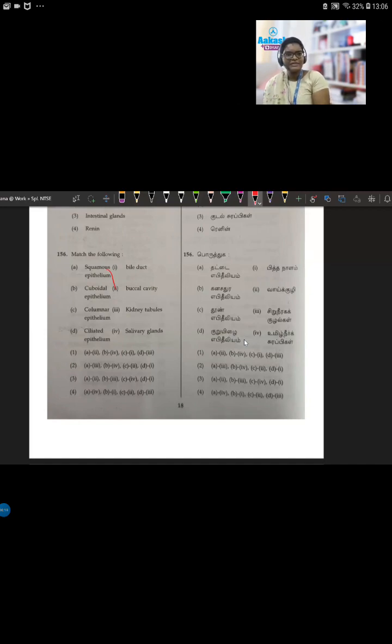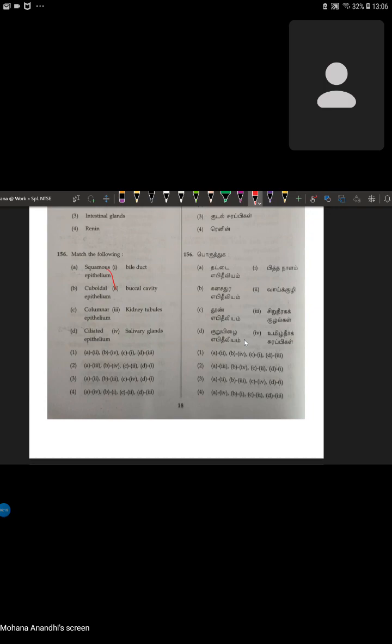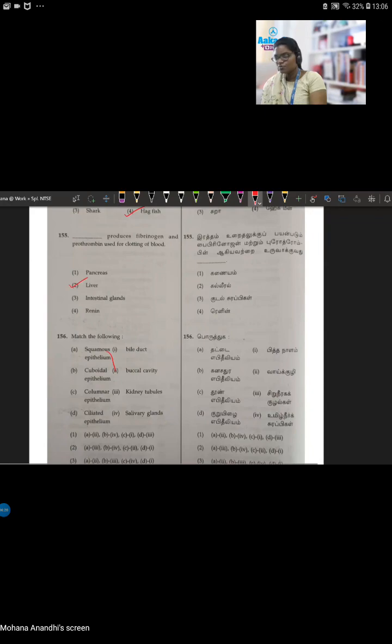Ma'am, I also got upwards only. Ma'am, what is the answer for the 155th question? 155 is option 2, liver. Thank you.